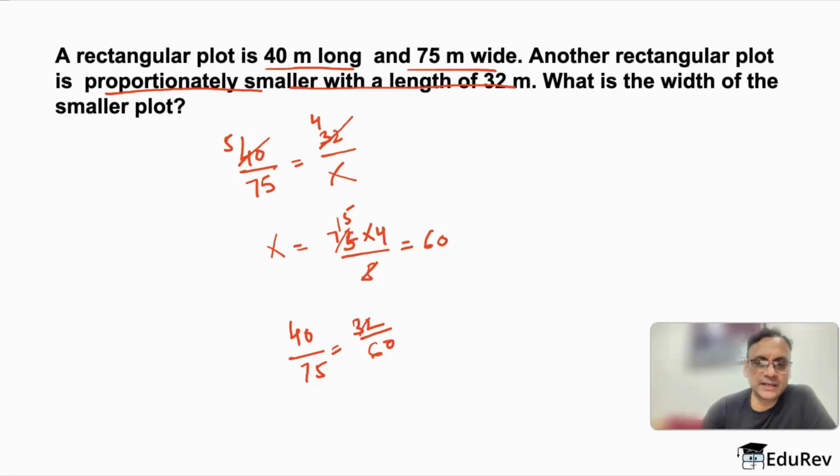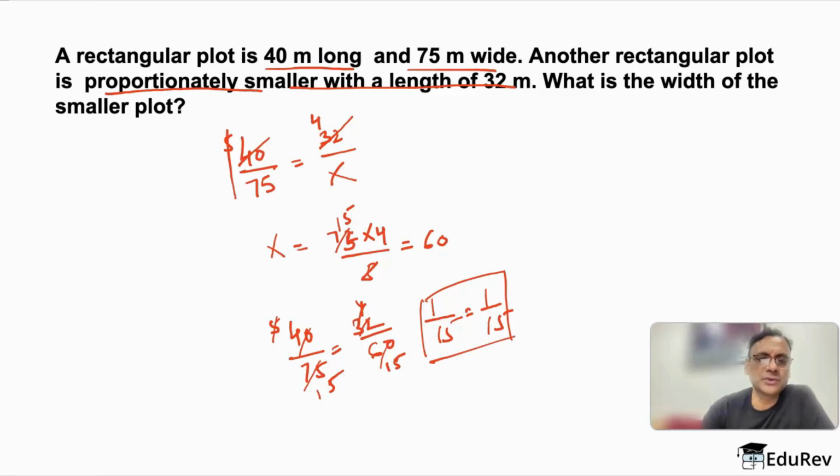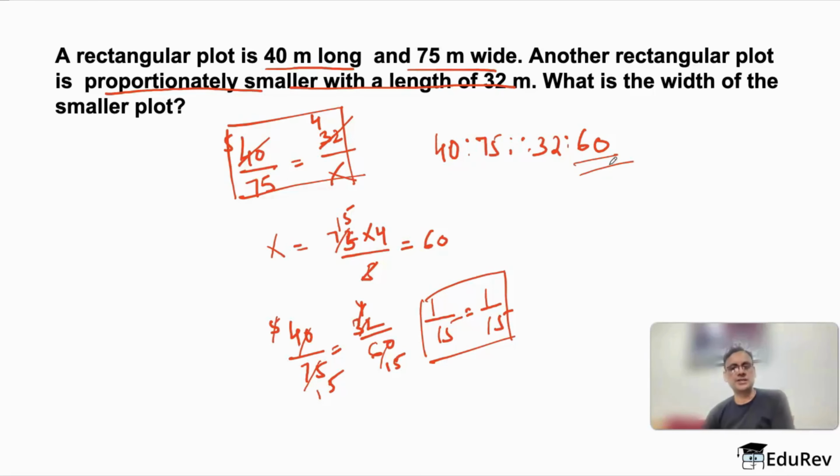Okay, this can get cancelled as 4. This will be 5. This will be 15. This will also be 15. So net you have 1 by 15 is equal to 1 by 15. You get the same value. So obviously these two are in proportion, or 40 is to 75 is in proportion to 32 is to 60. Hence your answer is 60 for this question. Okay, very simple concept. So this is a very simple application of the concept of proportion.